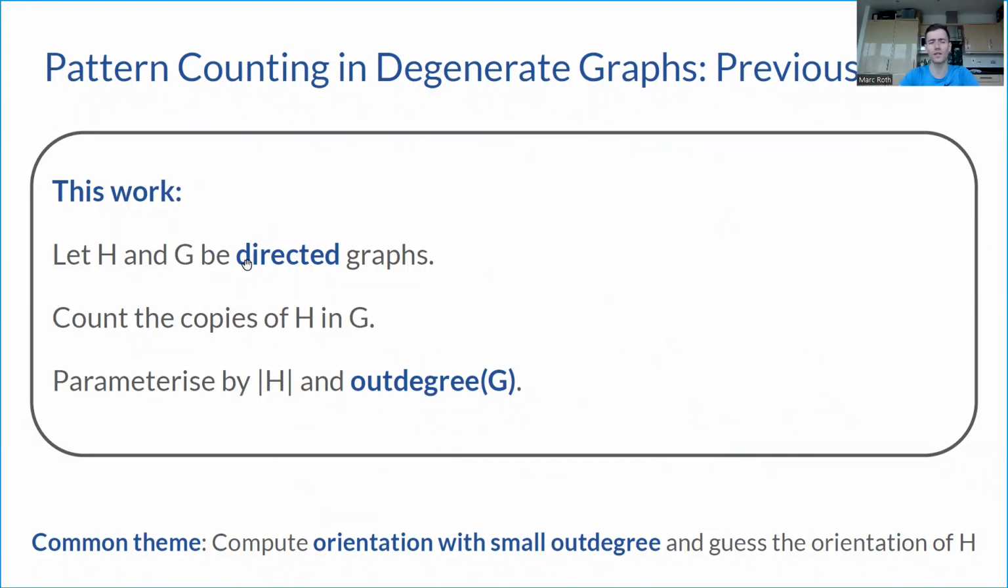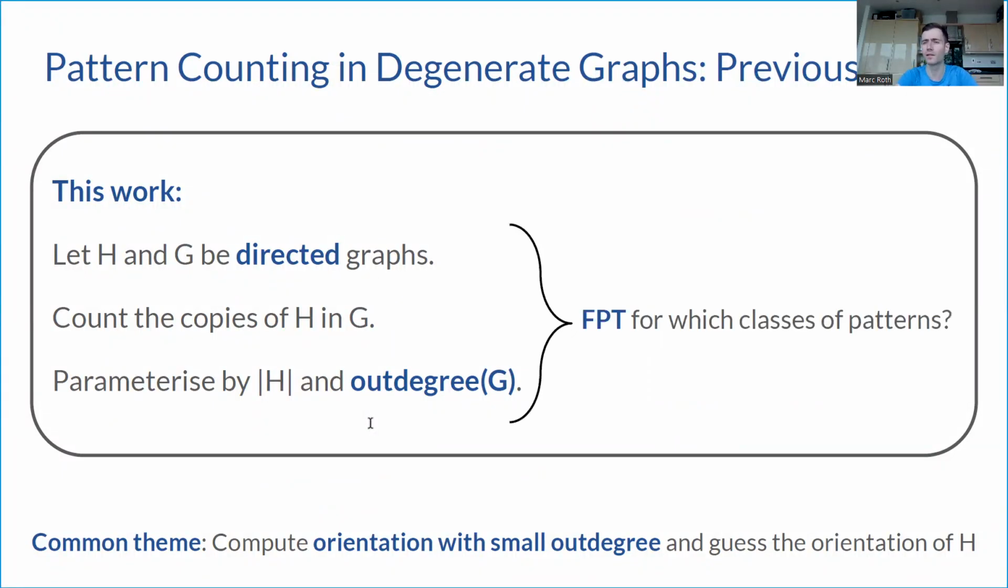So now given directed graphs H and G, we would like to count the copies of H in G, and we parameterize the problem not only by the size of H, but also by the outdegree of G. So we assume that both the outdegree of the host and the size of the pattern are significantly smaller than the size of the host. And again, our goal is to find out precisely for which classes of patterns this problem becomes FPT. And this might be surprising at first glance: the tractability criterion is not the same as for degeneracy.